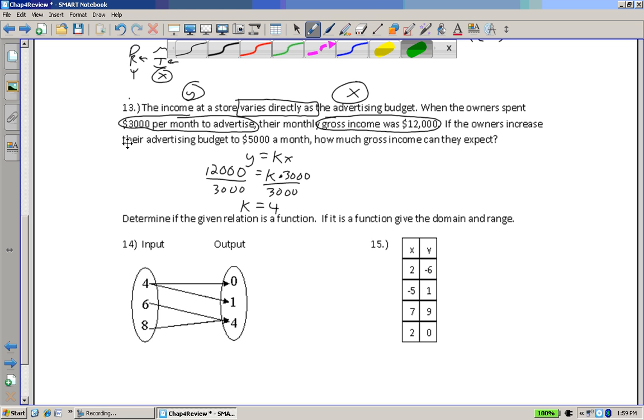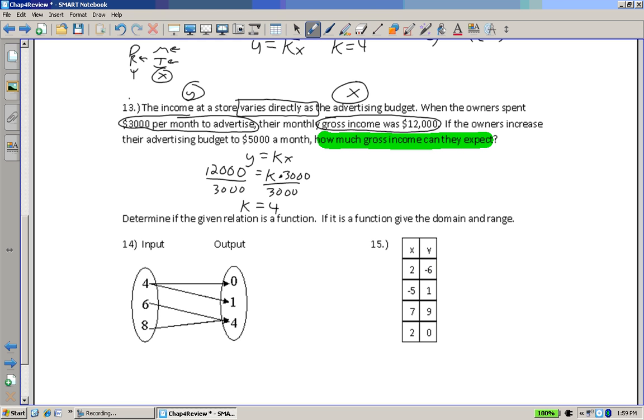Now, here's the important part. If the owners increase their advertising budget to $5,000 a month, how much gross income can they expect? They can expect k equals 4. Well, that doesn't make any sense at all. I have not answered the question. The question is, how much gross income can they expect? This doesn't answer that question. Now, in order to answer that question, let's plug this back in for k. So y equals 4x.